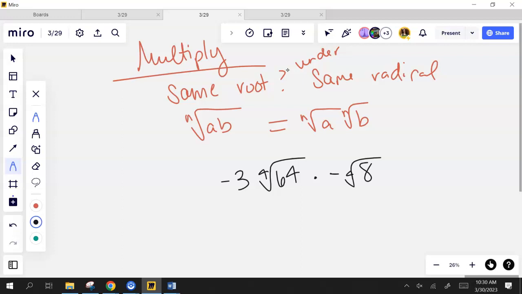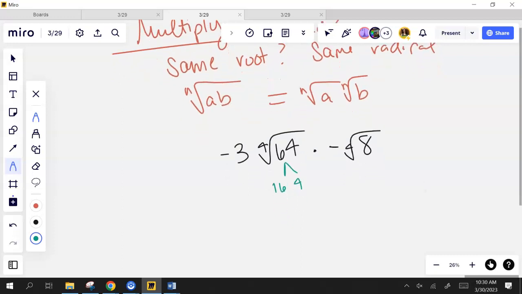Can I simplify either one of those before I start? 64, I could. Some people don't split up before they start. I always split up before I start; it's a little bit easier. 16 and 4, right? That's a 4. So now this becomes 4 and comes up here, right? So I have -12 times the 4th root of 4 times, oh, it's 2. I'm sorry.